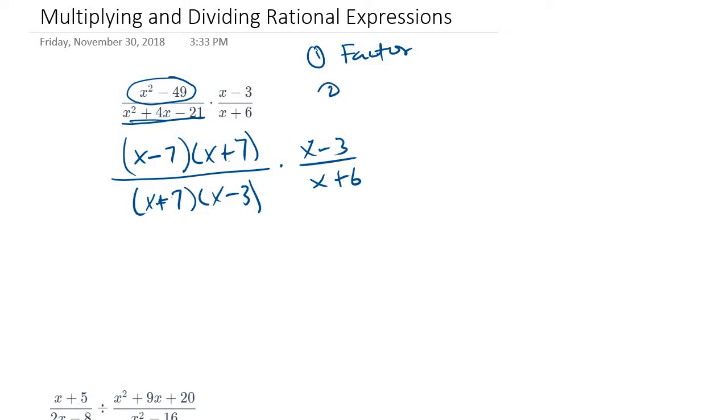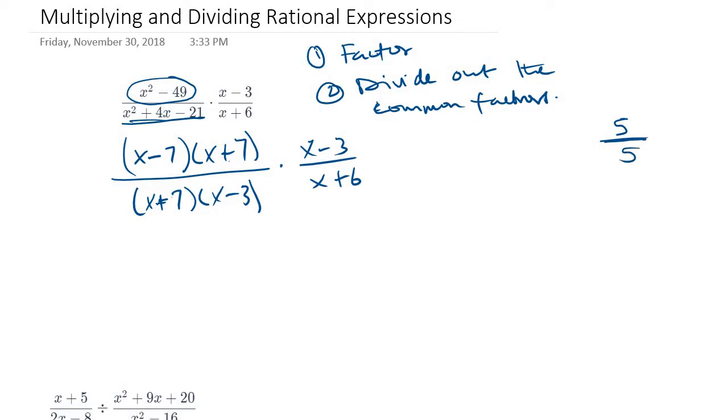So we factored. The next thing is to divide out the common factors. In order to divide them out, they have to be on different sides of the division bar. Like 5 divided by 5 is 1. So they have to be one on the top, the other one at the bottom.